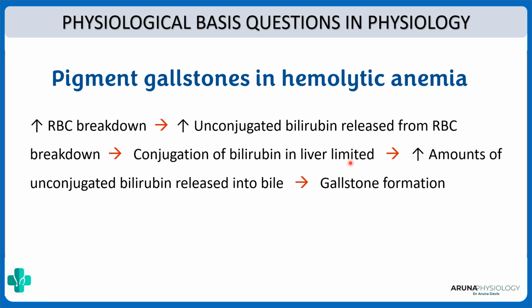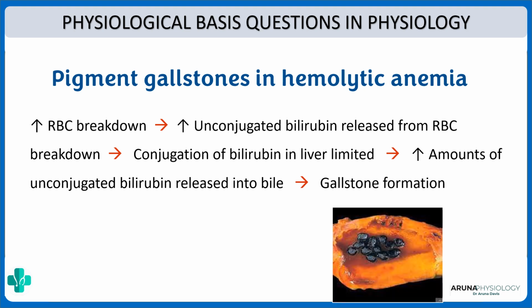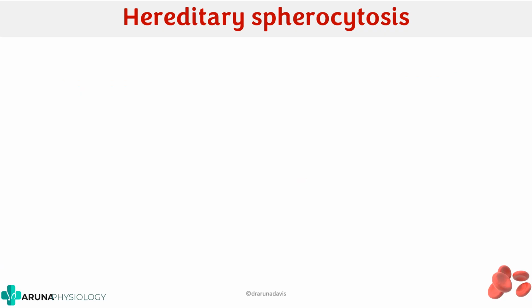The liver cannot conjugate all the bilirubin that is coming to it if the unconjugated bilirubin is in excess. So there will be increased amounts of unconjugated bilirubin released into the bile, which in turn will produce gallstones, especially pigment gallstones. Okay, so this is a physiological basis question that can be asked. Now, moving on, what is the blood picture in hereditary spherocytosis?